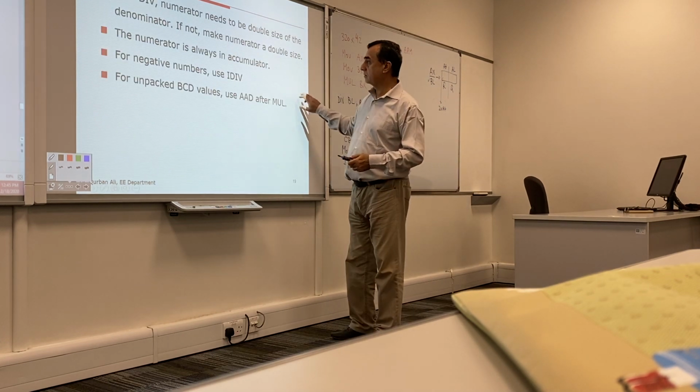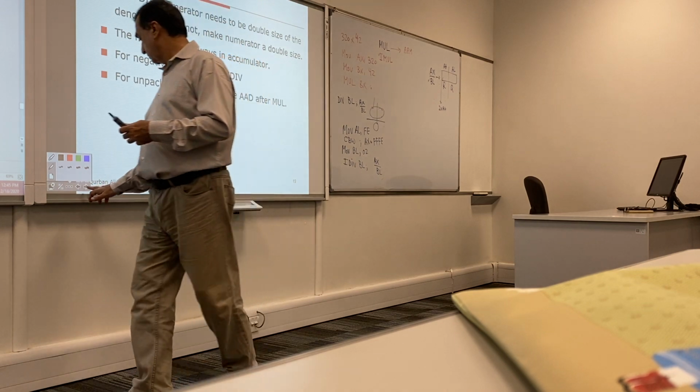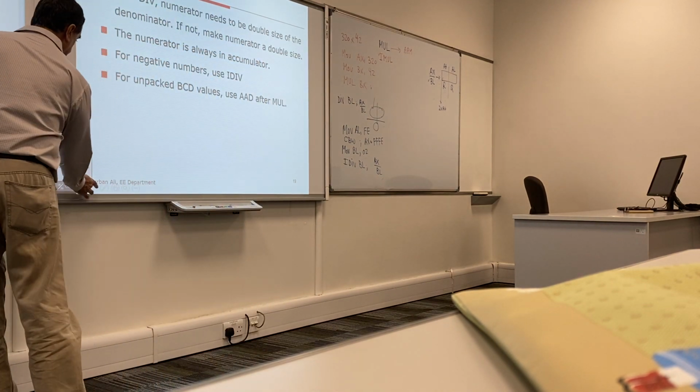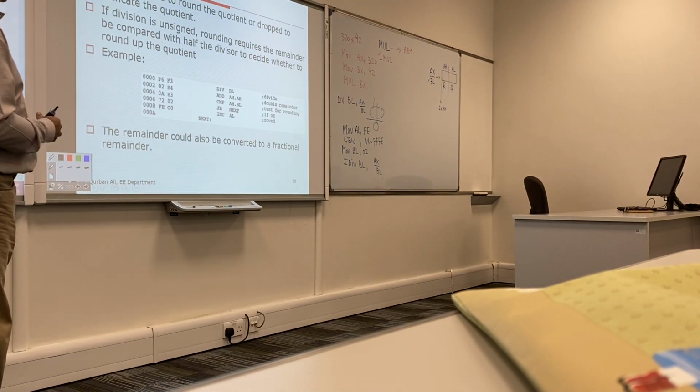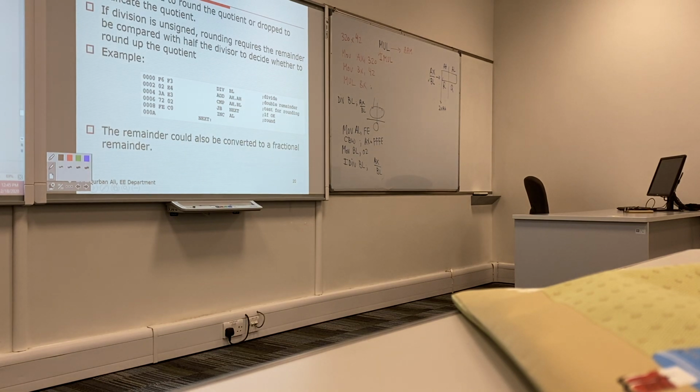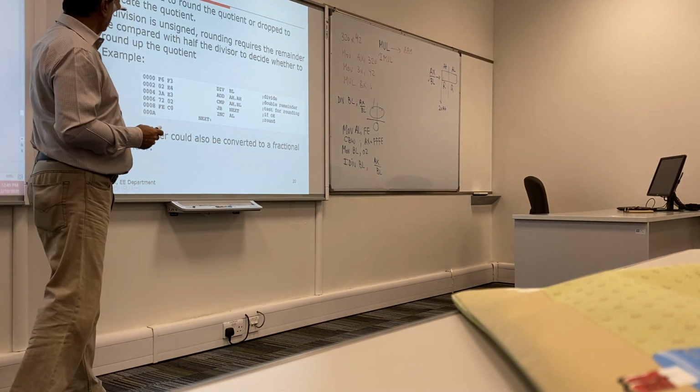What happened here? Okay, so if division is unsigned, okay, so rounding here.